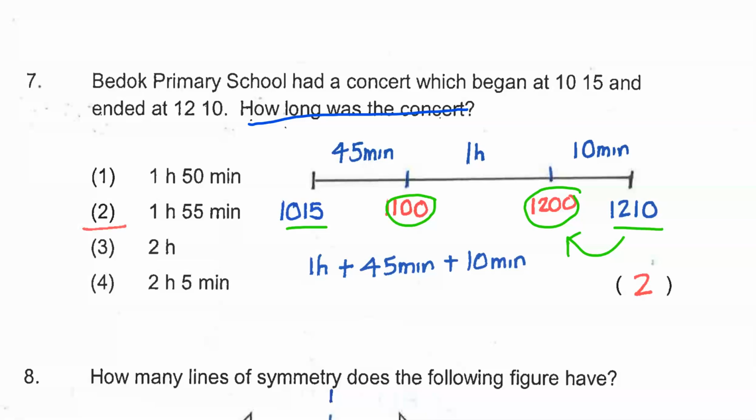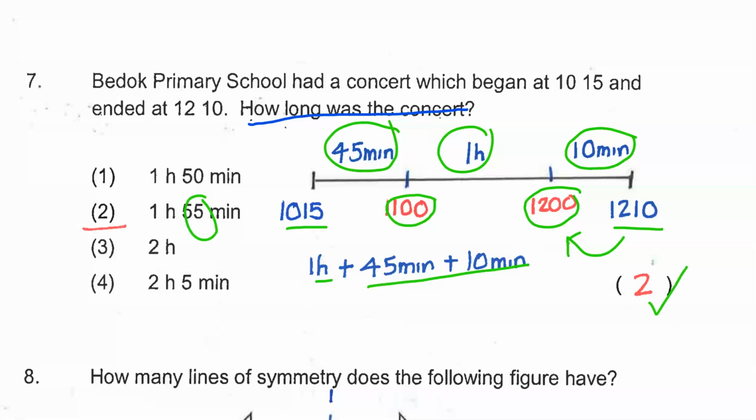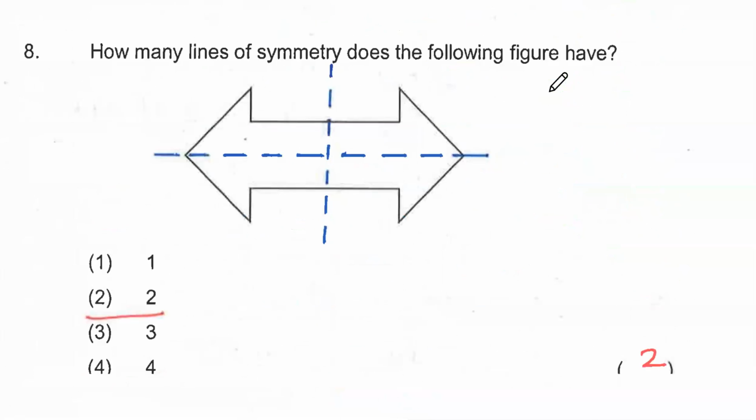Before 12:10. Now this is important because straight away you can find 10 minutes between 12 and 12:10. So between the duration, between 10:15 and 11 is 45 minutes. All you have to do is find the duration. It means you add these 3 together. 1 hour 45 plus 10 is 55. Answer is 2.